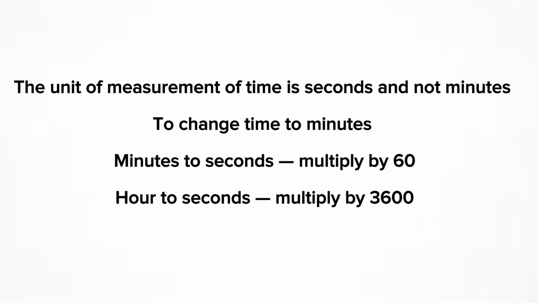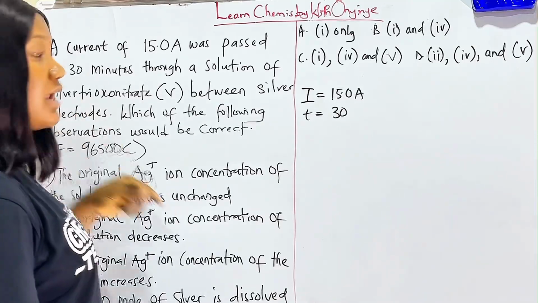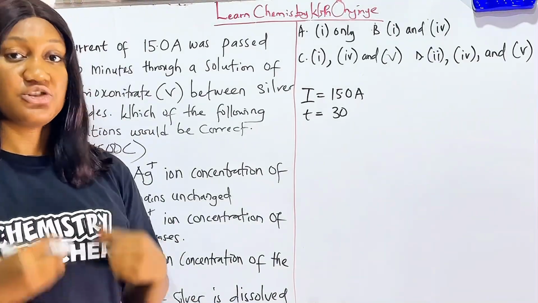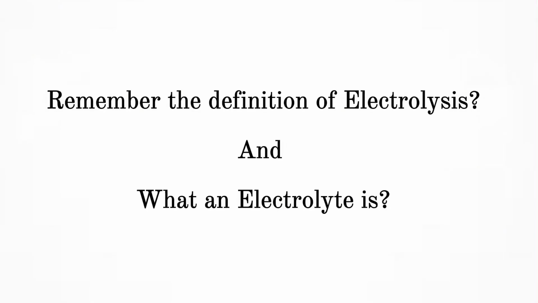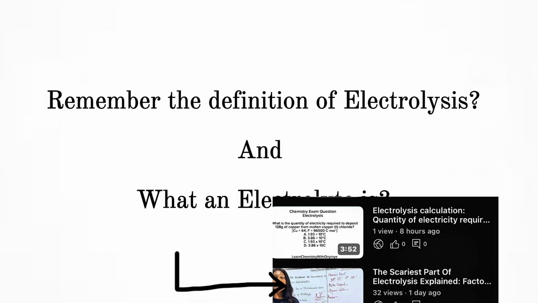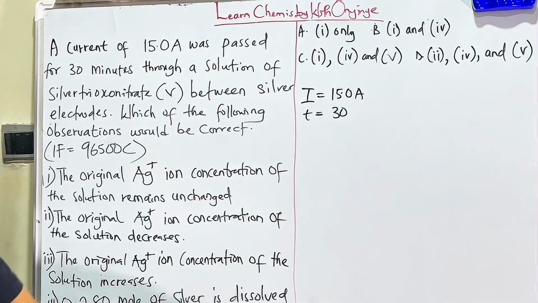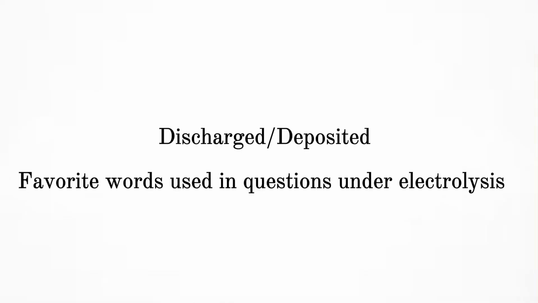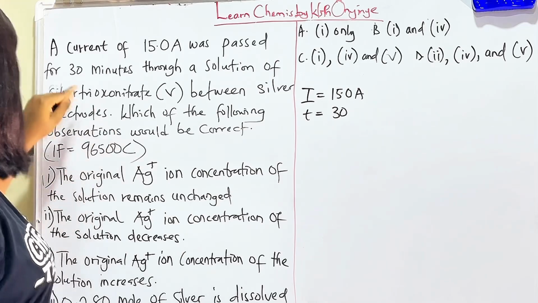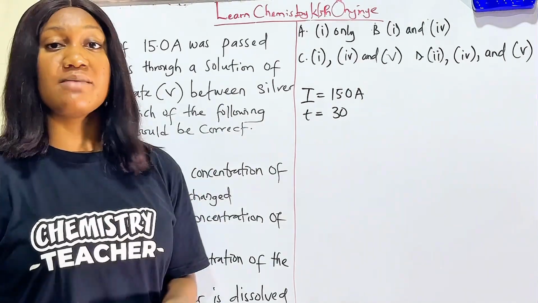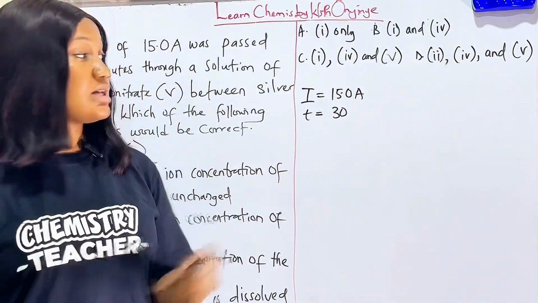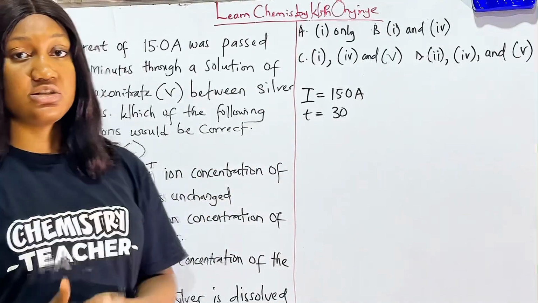However, looking at this question, it says that current was passed through a compound. And each time that you hear current passing through a compound, you should know that that compound is an electrolyte. And then you have something like is discharged, is deposited. We are talking about electrolysis. So in electrolysis, we measure time in seconds and not in minutes. Hence, this is given in 30 minutes, but I have to change it to seconds.